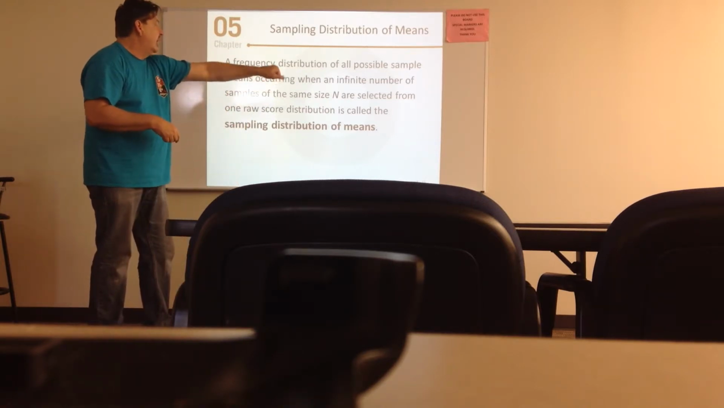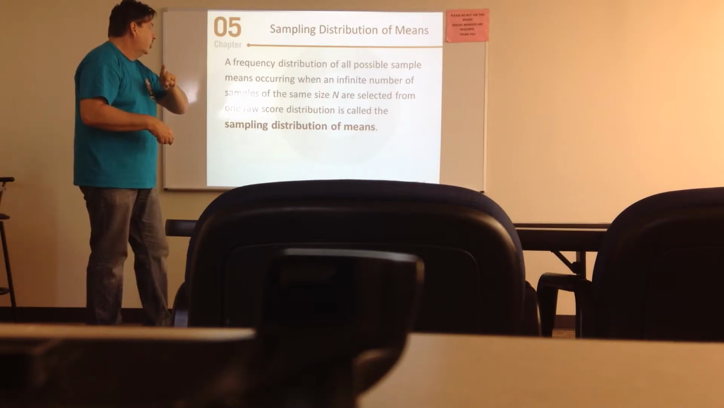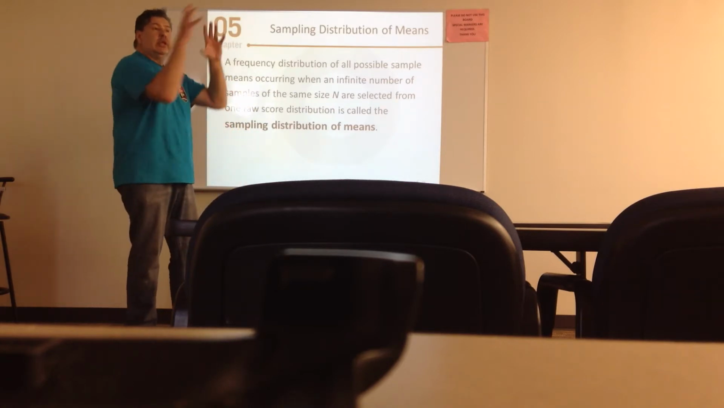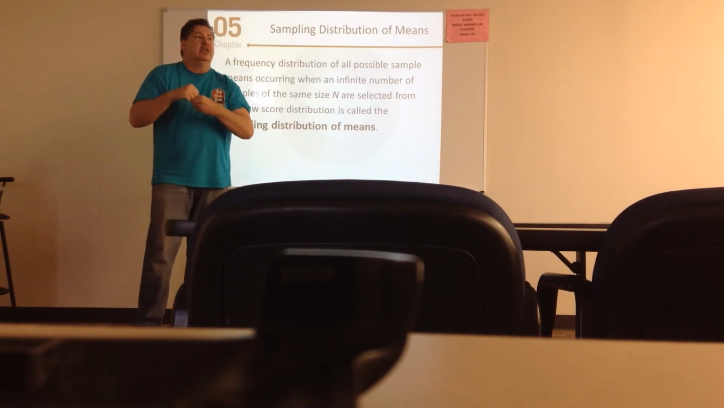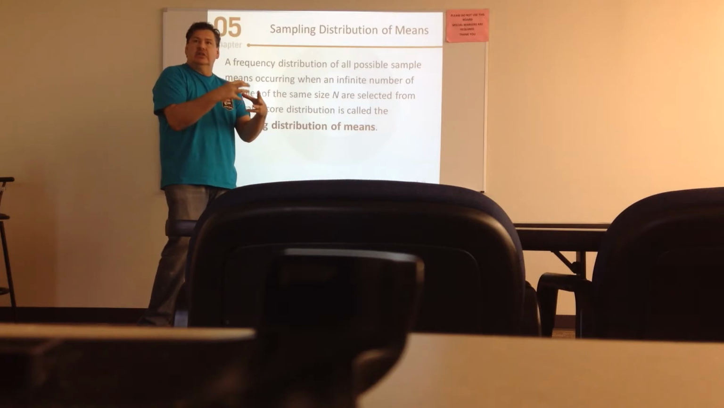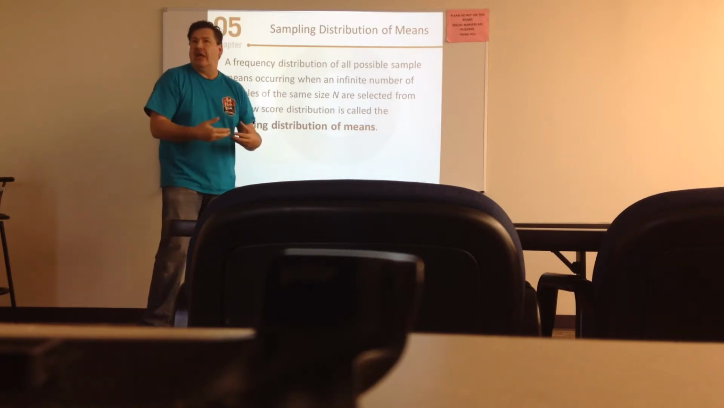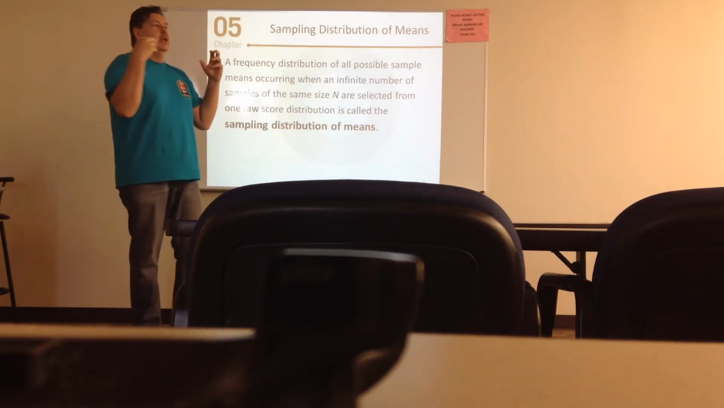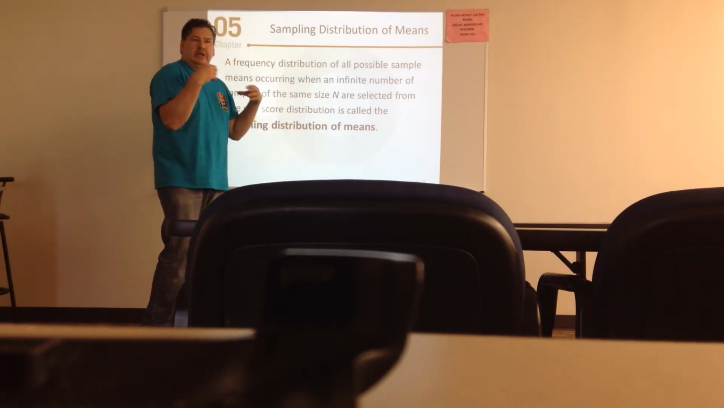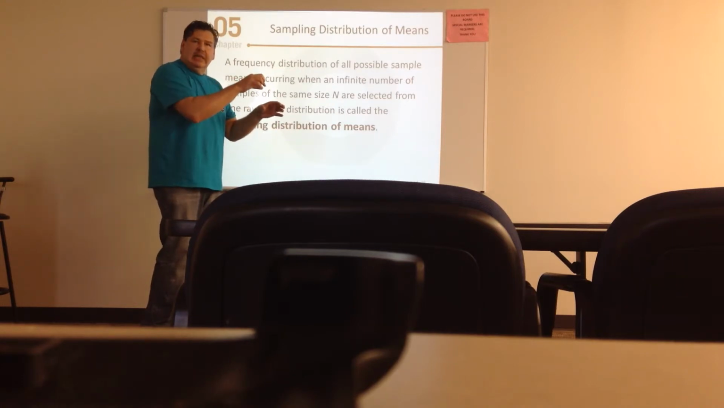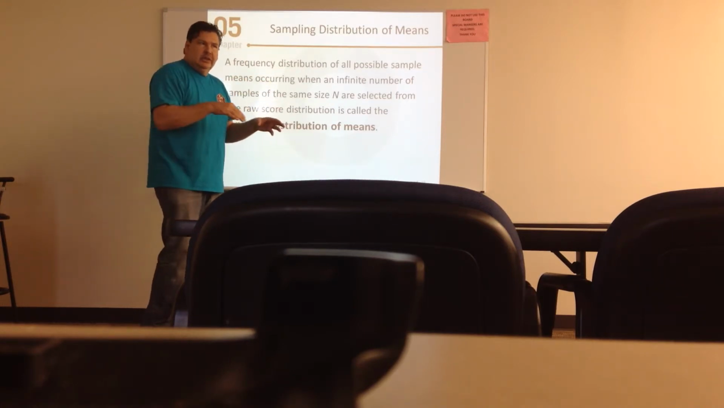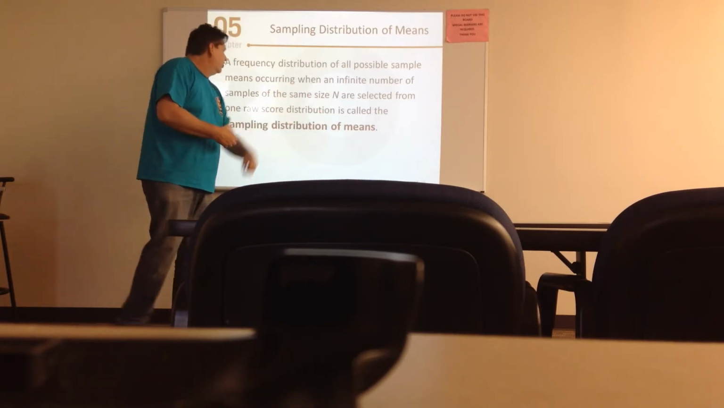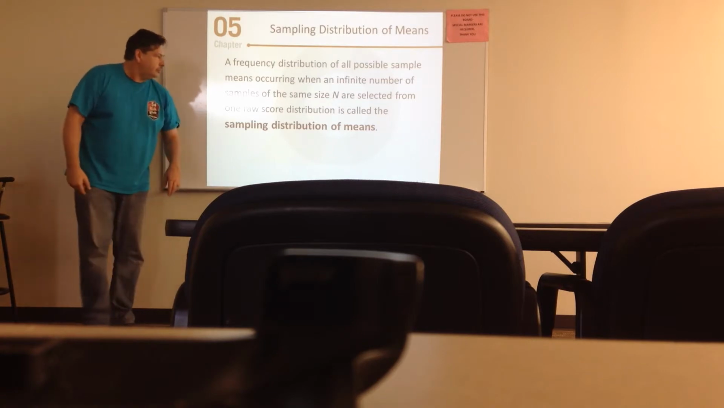Samples of the same size n are selected from one raw score distribution, and it's called the sampling distribution of means. So we go out and take a bunch of samples, and then we take the means of all those samples. Let's say we're testing math, and we take a sample from Georgia, we take a sample from New York, we take one from Oklahoma and California, and then we take the means or the average of all those different states, and then we take the average of the average, and that's what we call the sampling distribution of means.